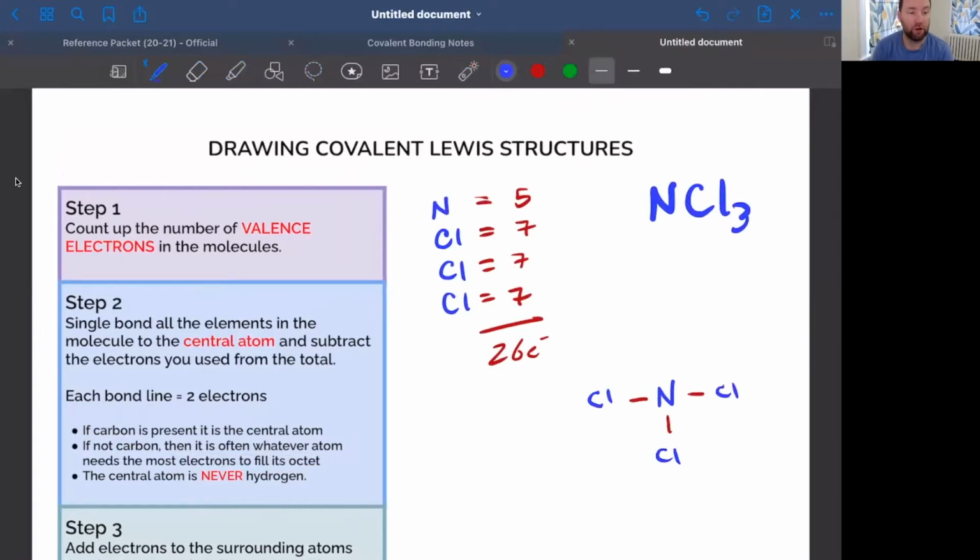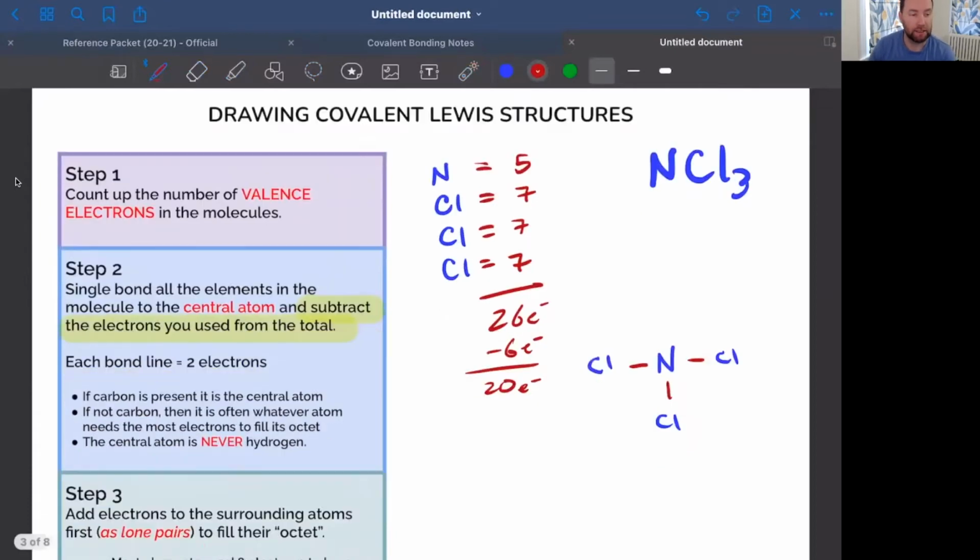Now, what I have to do is subtract the electrons I used from the total. For each bond, there's 2 electrons. So I have 2, 2, and 2 electrons in each of those bonds. So I've used 6 electrons. I'm going to subtract 6 electrons from my total to have 20 electrons remaining.